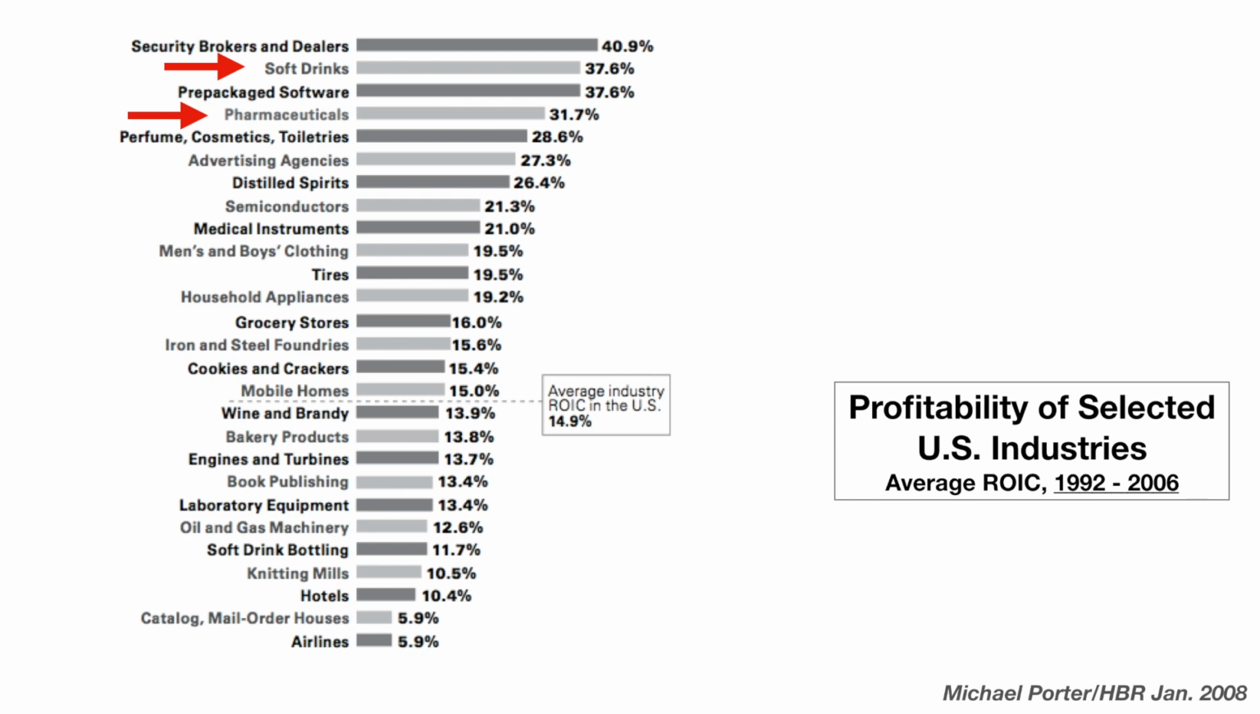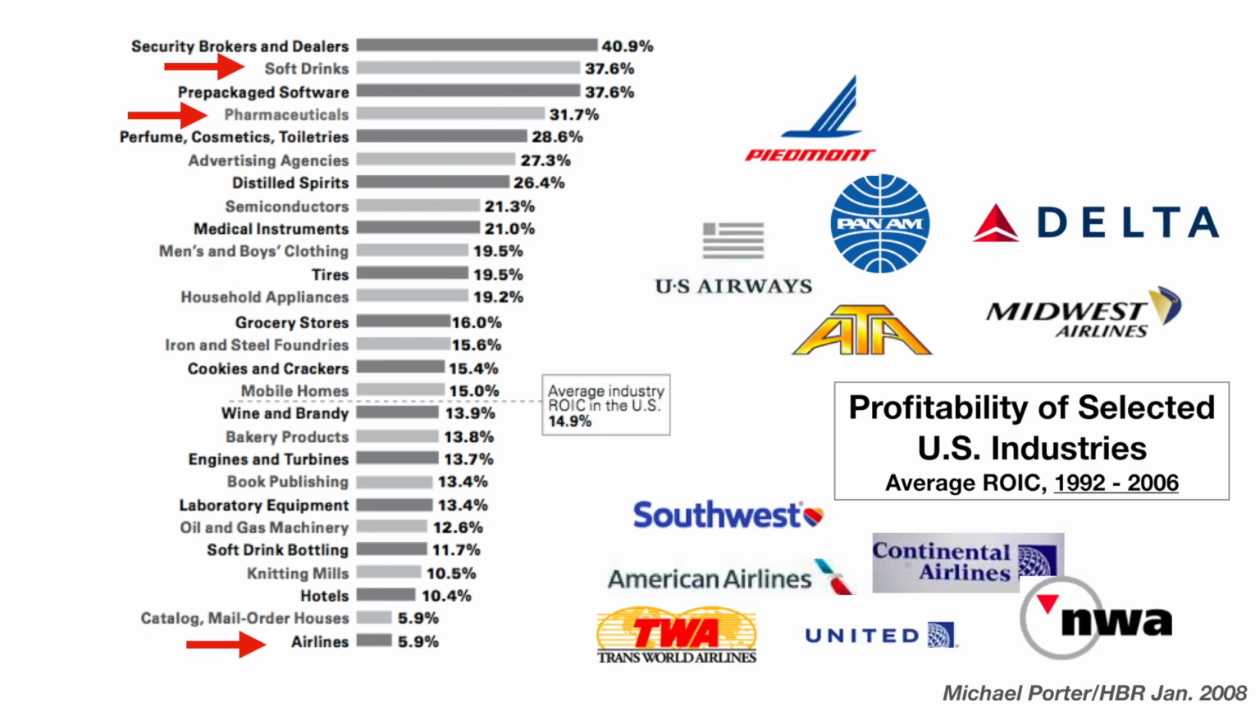Finally, let's look at airlines. From 1992 to 2006, there were quite a few airlines, including Pan Am, Midwest, US Air, ATA, and a slew of others. High competition and low differentiation led to abysmal profits, making the airline industry unattractive for decades.